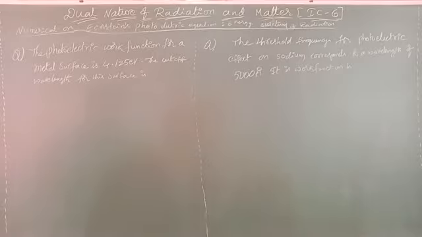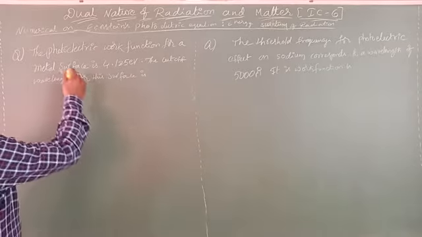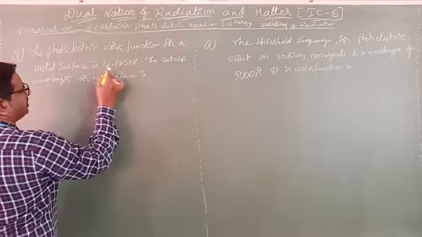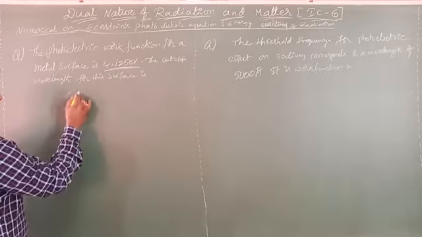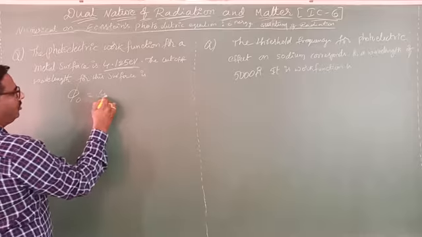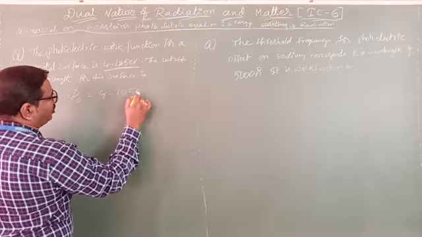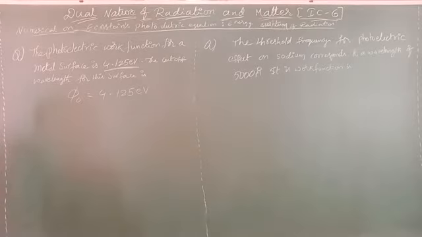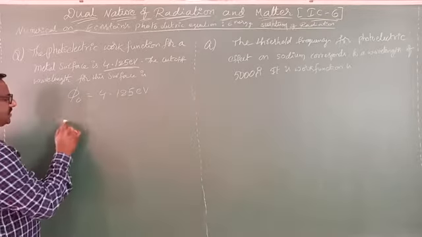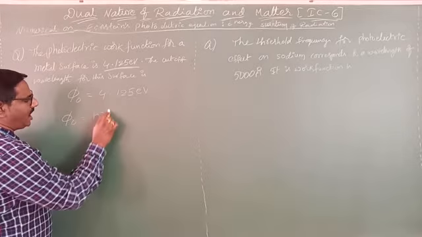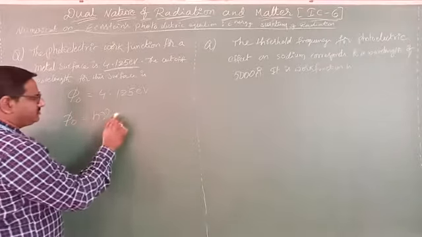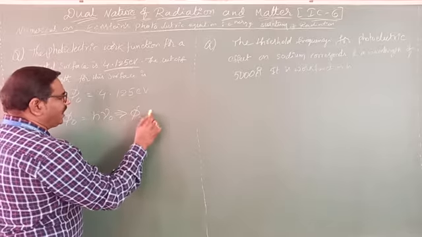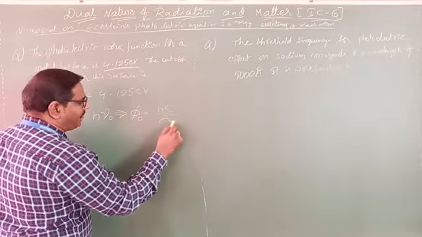See here in this problem, the photoelectric work function for a metal surface is given as phi naught equal to 4.125 electron volt. They are asking the cutoff wavelength, lambda naught. How can you measure it? Work function phi naught equals h nu naught, which we can write as phi naught equal to hc by lambda naught.